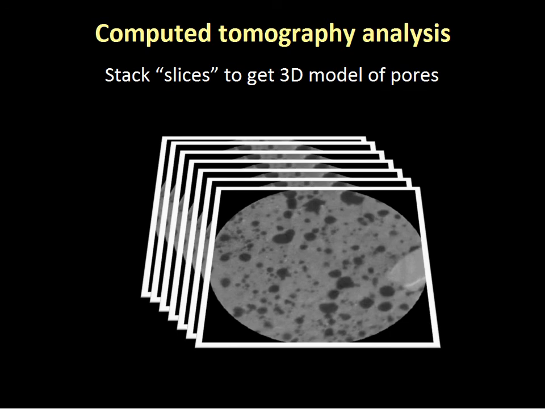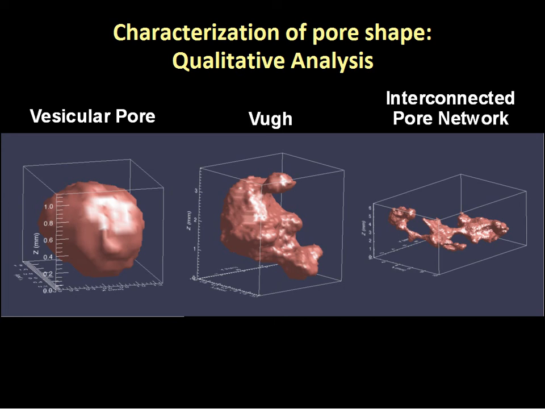But the really nice thing about computed tomography is that you don't just get a single cross-section through the sample. You actually get a continuous series of these virtual slices, which can be put together in order to build a three-dimensional model of the pores. So what I found when I looked at these 3D models is that there were actually 3 different major classes of pores that I saw in the vesicular horizon.